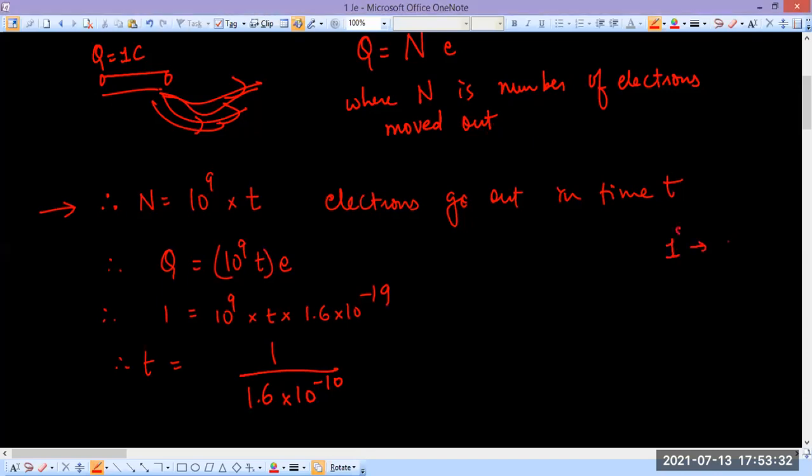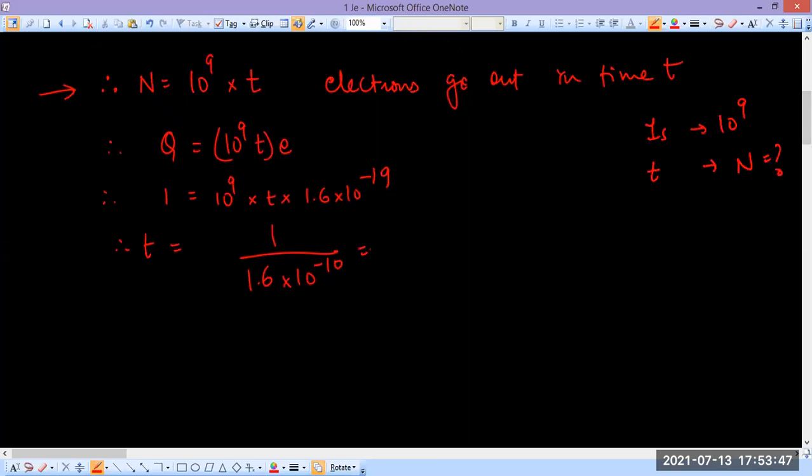In 1 second, 10 raised to 9 electrons go out. Then how many electrons will go out in time t? Can you relate this? Okay, so what do we get? 1 upon 1.6 is 0.625, into 10 raised to 10. That is, t is equal to 6.25 into 10 raised to 9 seconds.